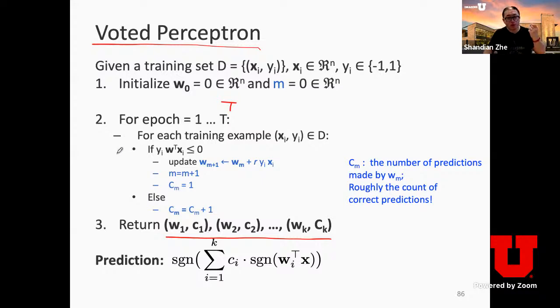So here is the algorithm framework. The outer level is the same. Inside each epoch, when we go through each training example, if our prediction is incorrect, we update our weight vector, meaning that we need to create a new version of the weight vector. So that's where we increase the index m by 1, and then we assign the count, the number of predictions, to 1. If the prediction is correct, we just increase the count of the number of predictions made by the current weight vector, because there's no change of the weight vector. And why do we initialize the count Cm to be 1 rather than 0?